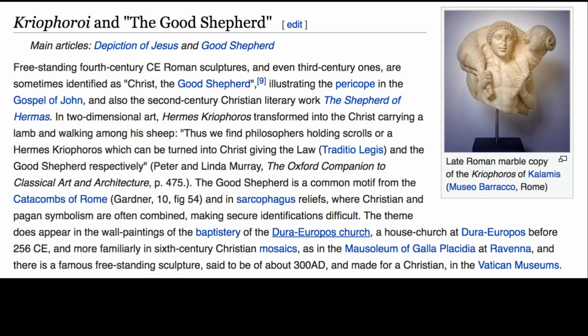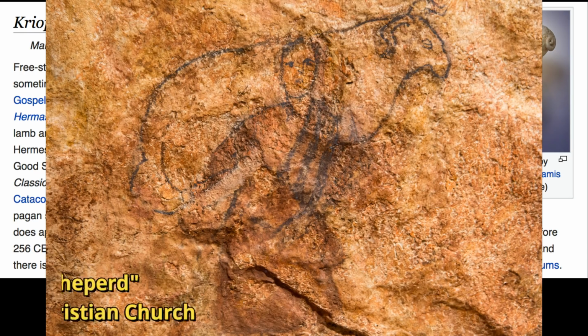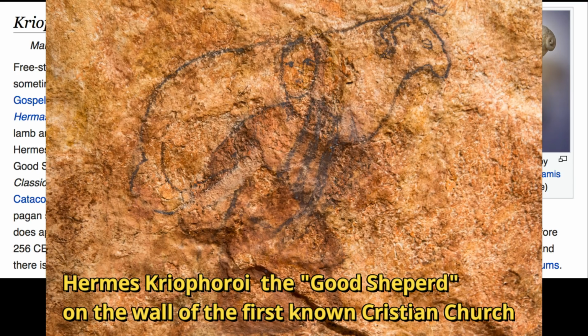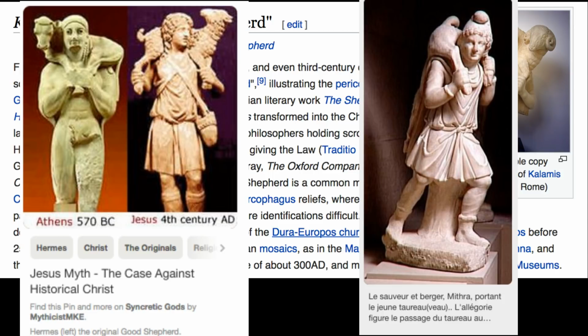The theme does appear in the wall paintings of the baptistery of the Dura Europos Church. If you remember from the first video what church that was, a house church of Dura Europos, before 256 CE, and more familiar in the 6th century Christian mosaics, as in the Mausoleum of Galla Placidia at Ravenna. And there is a famous freestanding sculpture said to be about 300 AD and made for a Christian in the Vatican Museums. So you see the Good Shepherd, which originated from Hermes. We also see that the god Mithra is portrayed holding a lamb or a ram. Hermes, the ram bearer. Hermes is Criophoros, the ram bearer, and the shepherd. He was considered the shepherd, and this is where we get the shepherd.